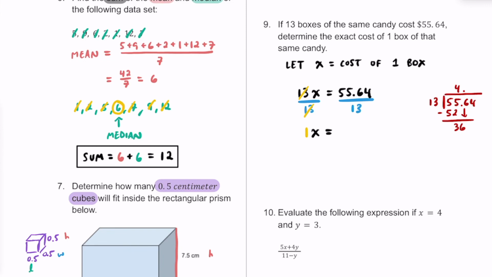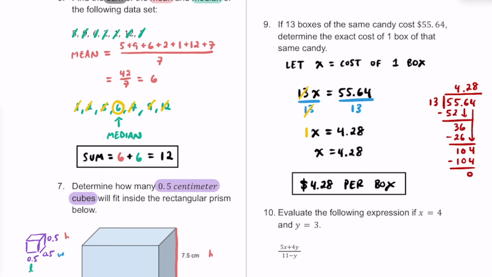13 into 36 is almost 3 times, but I think we're going to have to go with 2. 2 times 13 is going to be 26. 36 minus 26 is going to be 10. Let's take this 4 and bring it down. And then 13 into 104, I think we're going to go with 8 here. 8 times 13 is exactly 104, and the remainder here is going to be 0. So 1x is going to be equal to 4.28. So we can go ahead and say that x is equal to 4.28, but remember, x represents the cost of 1 box of candy. So we can conclude that 1 box of candy is going to cost $4.28.